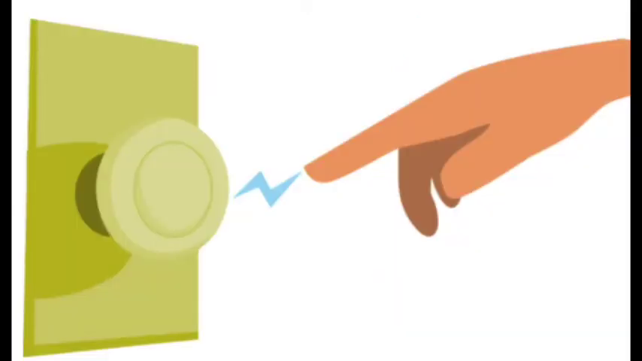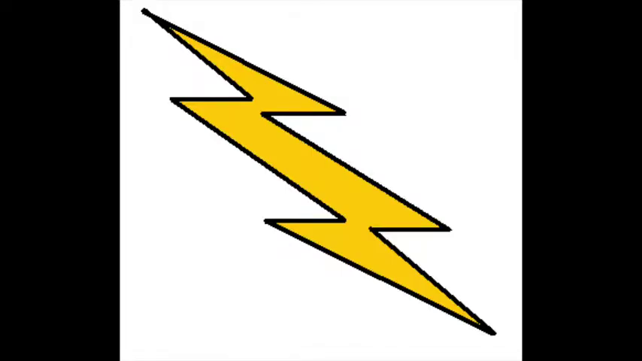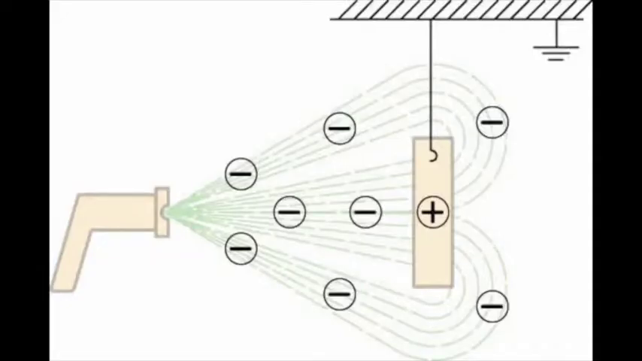This is how static electricity zaps doorknobs, or lightning flows from sky to earth. Negative paint flows to the positive frame. This is called electrostatic painting.